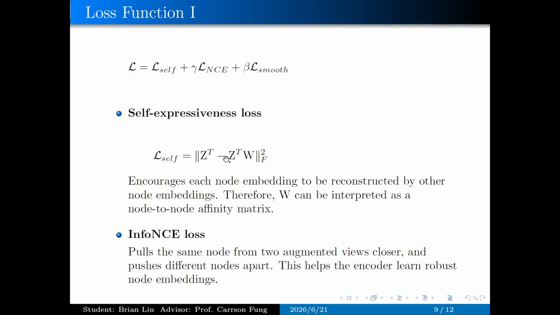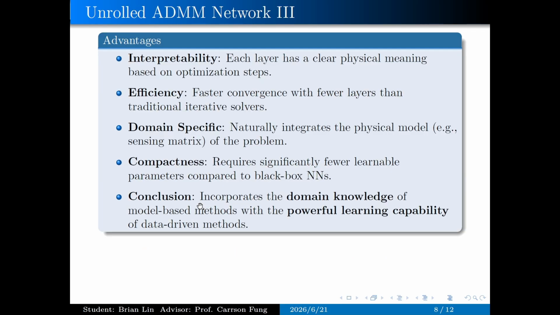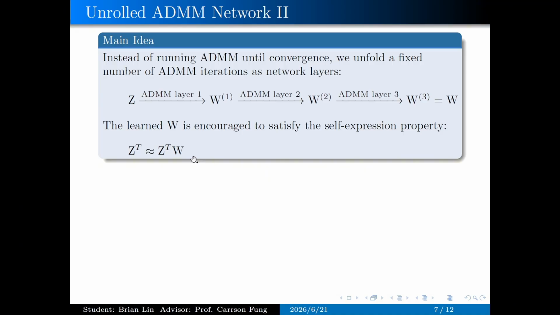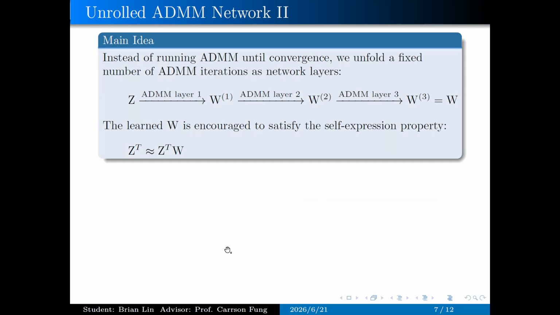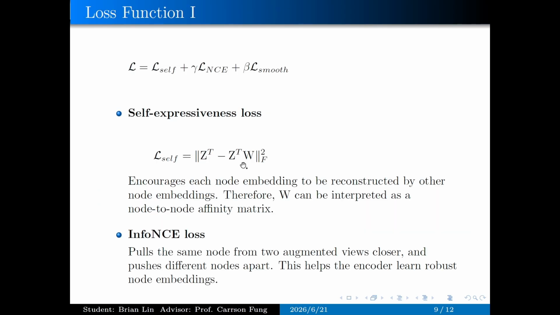So Z transpose times W means a linear combination of the columns of Z transpose. The columns of Z transpose are just the rows of Z, and as mentioned earlier, the rows of Z are just the node embeddings. So we can use this kind of linear combination format to understand the self-expressiveness loss.